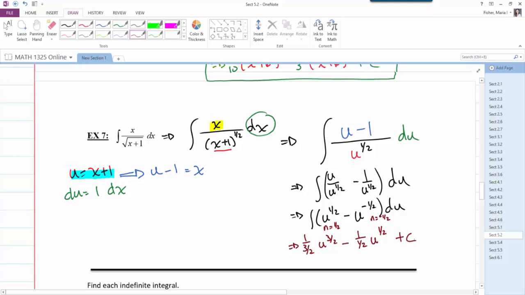So finally, all I want to do is clean this up and then replace all of my u's with what u is equal to, which is my x plus 1. Therefore, I end up with, well, 1 over 3/2 is equal to 2/3. Again, u is my x plus 1, and I'm raising that to the 3/2 power, minus 1 over 1/2 is 2. Again, u is my x plus 1, and I'm raising that to the 1/2 power, and then all of that plus c.